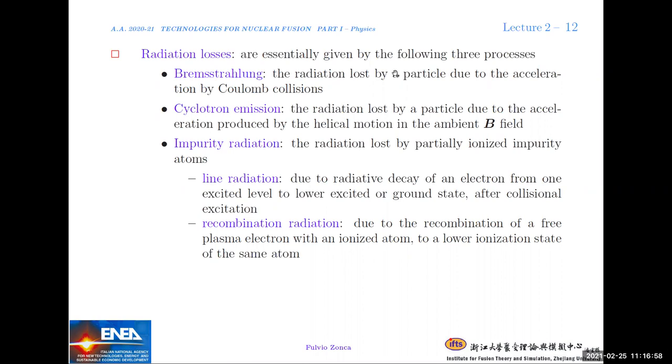And by going through this acceleration, the particle loses power. So not only is it being scattered or deflected, but it will be losing power. And this process is the Bremsstrahlung.